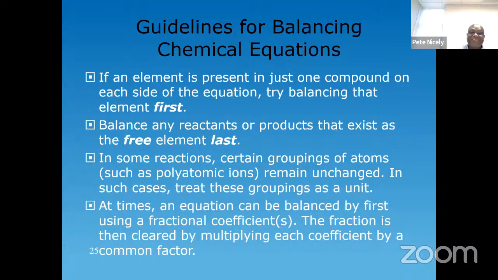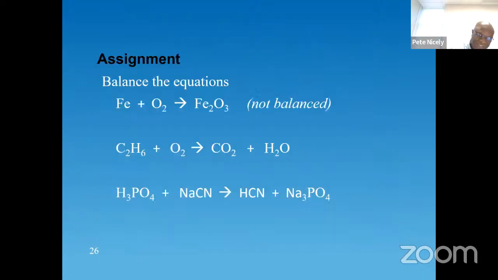And then it says here that in some instances, and we're going to see some examples of this, you can balance the equation by using fractional coefficients. However, those fractional coefficients cannot remain in the final answer, and therefore what you need to do is to clear those coefficients by multiplying by a common factor, all right? So let's look at a couple of examples here.